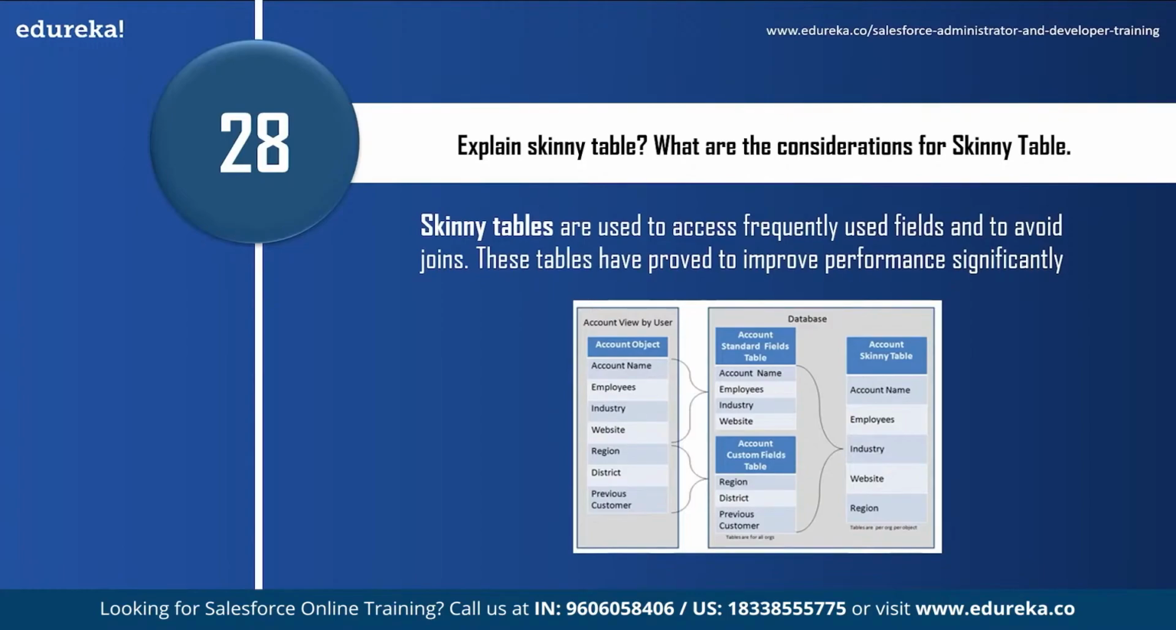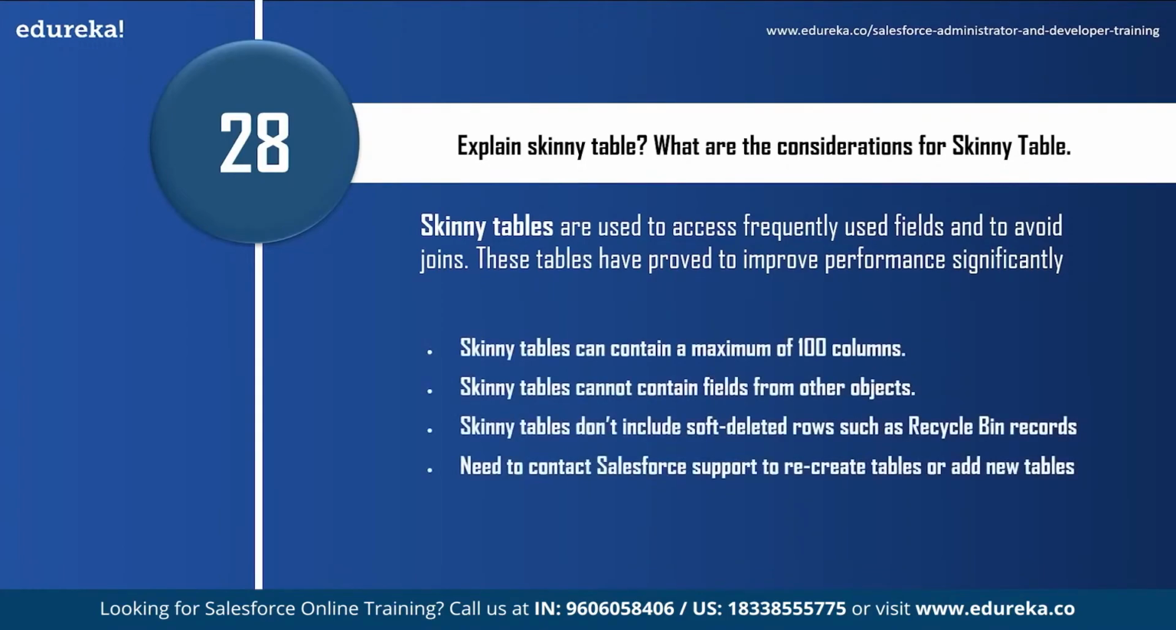Some of the considerations for skinny tables would be: skinny tables can contain a maximum of 100 columns. Next, skinny tables cannot contain fields from other objects. Also, skinny tables don't include soft deleted rows such as recycle bin records. Next, you need to contact Salesforce support to recreate tables or add new tables.